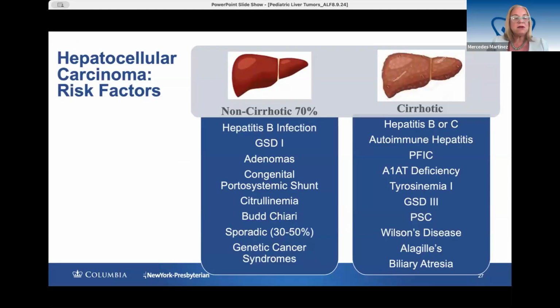As I said, the risk factor for adult hepatocellular carcinoma is cirrhosis. Contrary to that, in pediatrics we see that 70% of the children have a non-cirrhotic background in cases of hepatocellular carcinoma. And these are the conditions that can predispose to non-cirrhotic HCC. The cirrhotic HCC is very similar to the adults. The etiology is viral hepatitis, autoimmune conditions. Of course, because these are pediatric patients, there are also some genetic and metabolic conditions that predispose to cirrhosis and HCC.